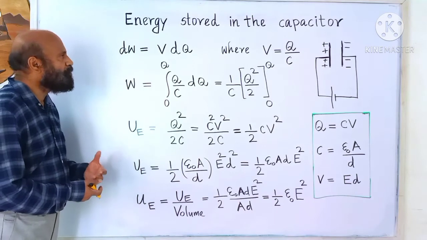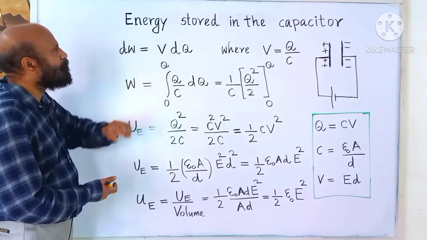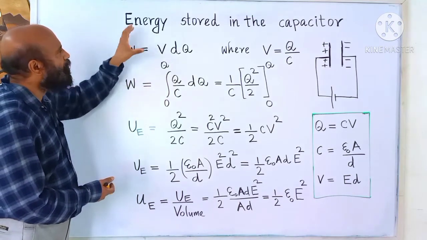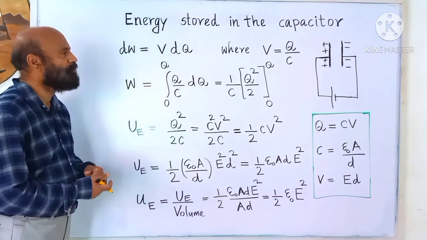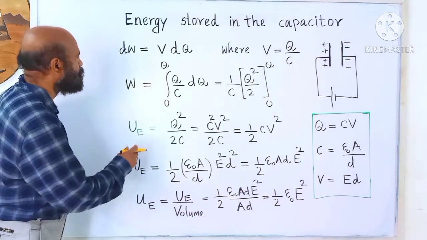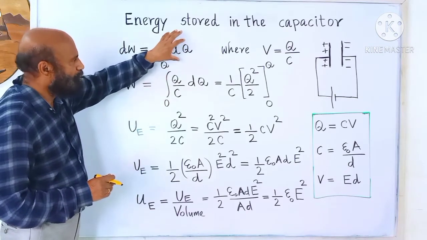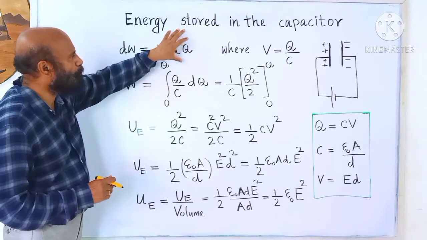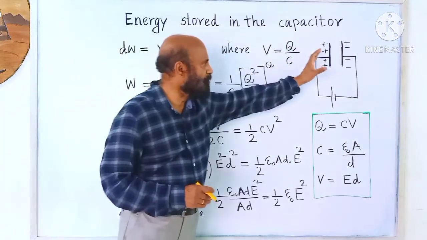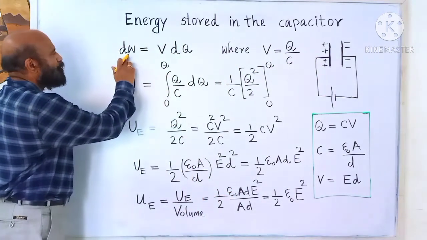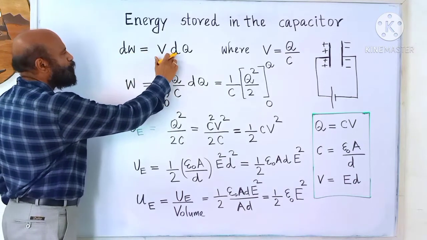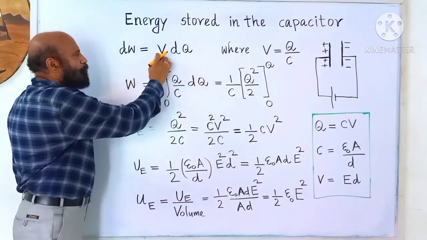Now, in this video, I am going to explain the derivation for the energy stored in the capacitor. So when an infinitesimally small amount of charge dq is transferred, the work done is dw, that is equal to V into dq. V is the potential difference.